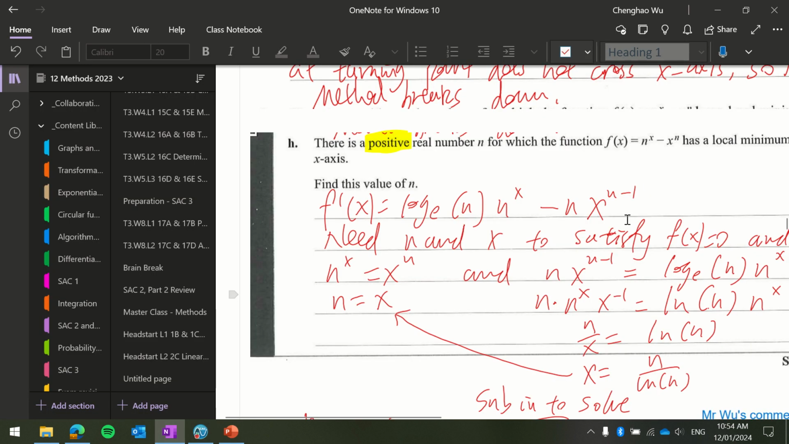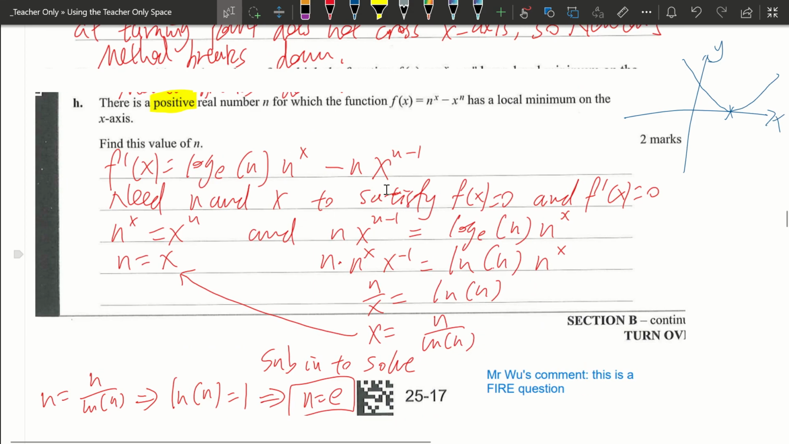So, how do you find the coordinates of this point? Well, whatever x value you sub in, the function gives you a 0 y value, and when you sub it in, the derivative is equal to 0 because it's a turning point. So the x value for this point has to satisfy both conditions. When you sub it in, the f value is 0 and the f dash value is 0. The first condition gives me this. If I put 0 on the left, equals n to the power x minus x to the power n, which means I can bring the negative x to the power n to the left.